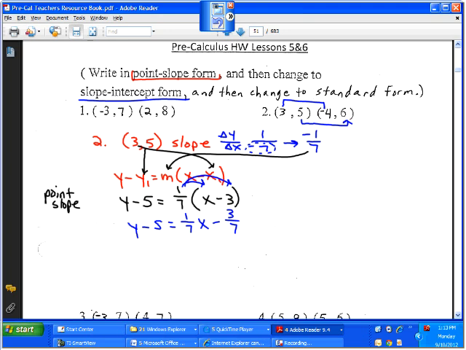Good. Why didn't we carry the negative? Oh, I lost it. Thank you. You're right. That was a negative 1/7. Thank you very much. The slope was negative 1/7. So that makes that a negative 1/7 x. And then a negative 1/7 times a negative 3 is a positive 3/7. So thank you.